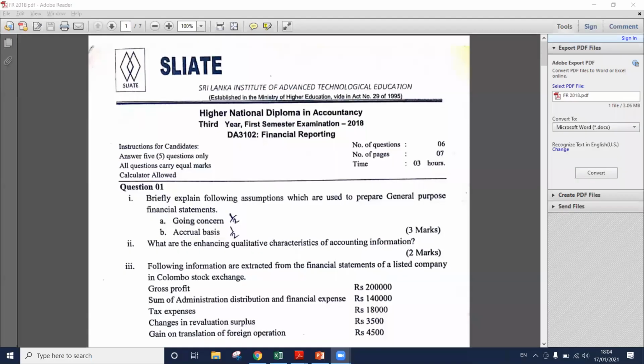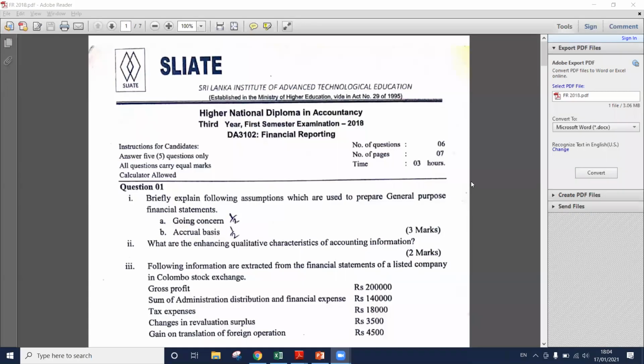Okay, so in the morning session, with several disruptions, we have refreshed our memory on LKAS 23 borrowing cost. We have discussed what the key requirements are and what this standard talks about. Now with this session, I will take you through some of the past paper questions, the areas which have been tested from LKAS 23 in your exams.